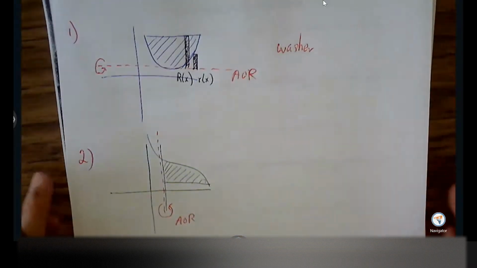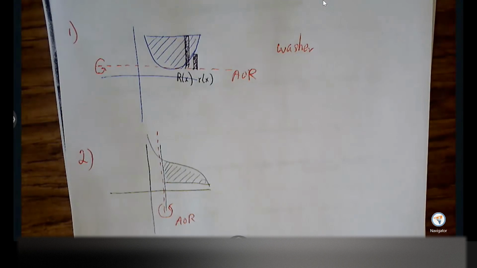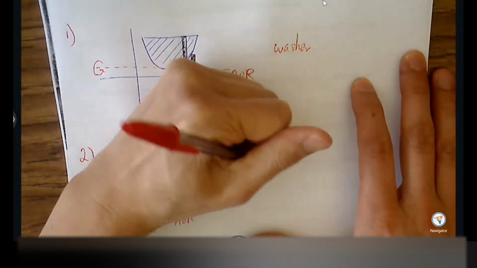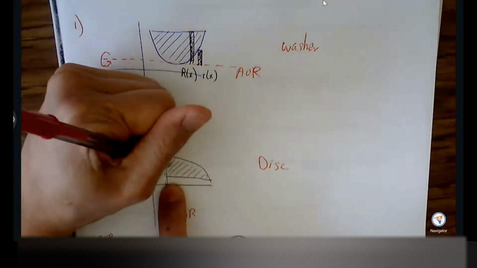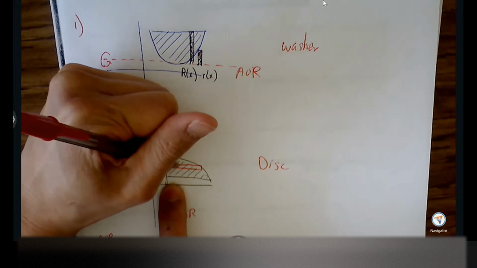All right, what about number 2? Yeah, this is disk method. There's no gap between the axis and the shaded region, and we only need one radius, big R.